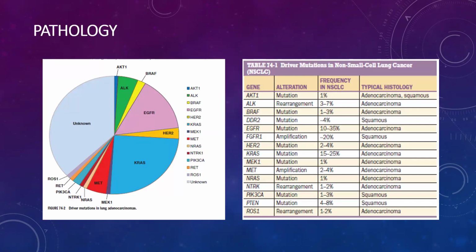Shown here in this table and figure are the driver mutations in developing non-small cell lung CA. Just to know, the most common driver mutations include KRAS as well as EGFR. It's important to know if there are any driver mutations because we now have targeted therapy for these mutations.